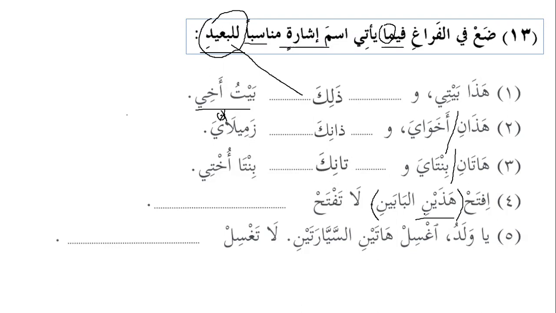We know that the asma al-ishara for dual are declinable. Iftah hadain al-babaini, open these two doors. Wa la taftah, and don't open tanika babaini. It's babaini, so it will be dhainika, isn't it? Okay. Dhainika, yeah. So don't open, because please remember, if you look at the instructions, we have to use isma ishara lil ba'id. So we have to focus only on the ba'id, that indicates distance. So for distance, we use dhalika, and for the dual, we use dhanika and dhainika.